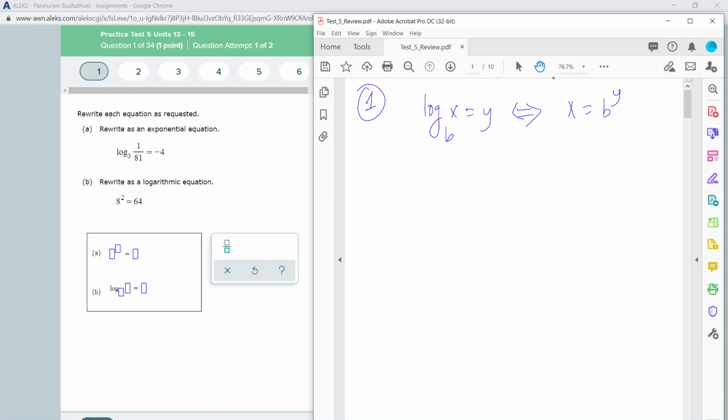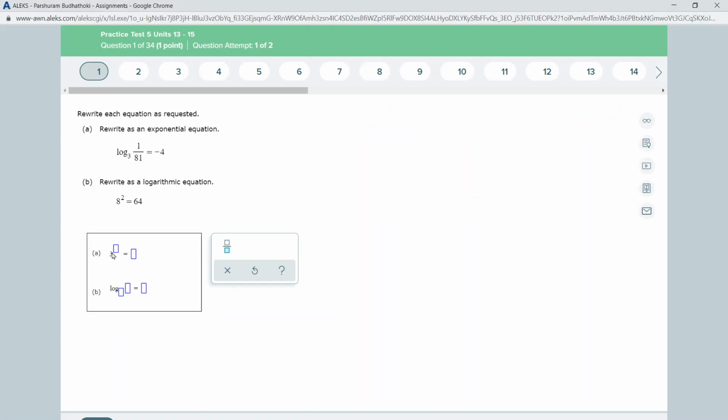For the first problem a, you can see that b, the base, is 3, x is 1 over 81, and y is negative 4. So if you change that to this form, it will be 1 over 81 equal 3 to the power negative 4, and that's what we're going to write here. 3 to the power negative 4 equal 1 over 81.